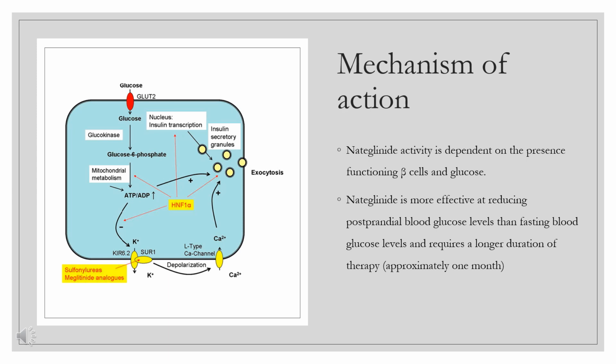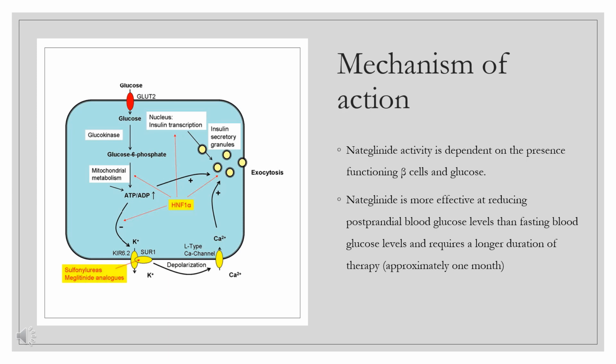Mechanism of action. Nateglinide activity is dependent on the presence of functioning beta cells and glucose. In contrast to sulfonylurea insulin secretagogues, nateglinide has no effect on insulin release in the absence of glucose. Rather, it potentiates the effect of extracellular glucose on the ATP-sensitive potassium channel and has little effect on insulin levels between meals and overnight. As such, nateglinide is more effective at reducing postprandial blood glucose levels than fasting blood glucose levels and requires a longer duration of therapy, approximately 1 month, before decreases in fasting blood glucose are observed.